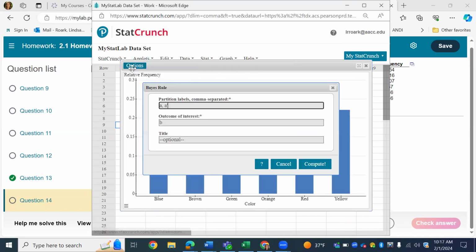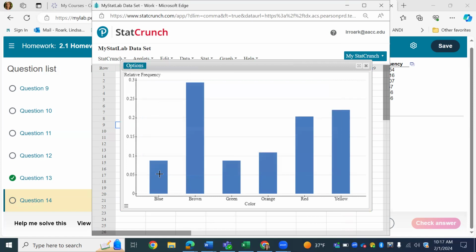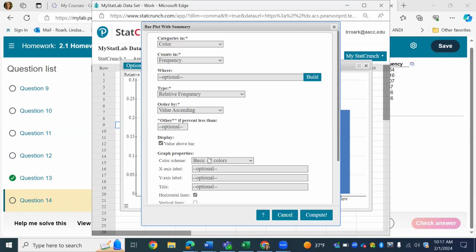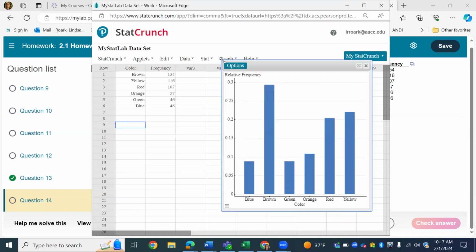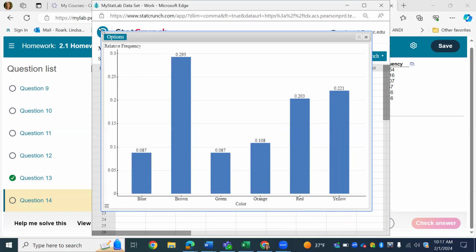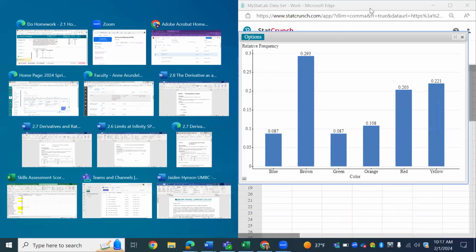Oop, I forgot to click to display it on the table. You can also always remember, you can scroll over top of each bar to get the full amount, but I'm going to click value above bar because I'm just that lazy, and there are my numbers. So that works out really well. Okay. So I hope that was helpful.